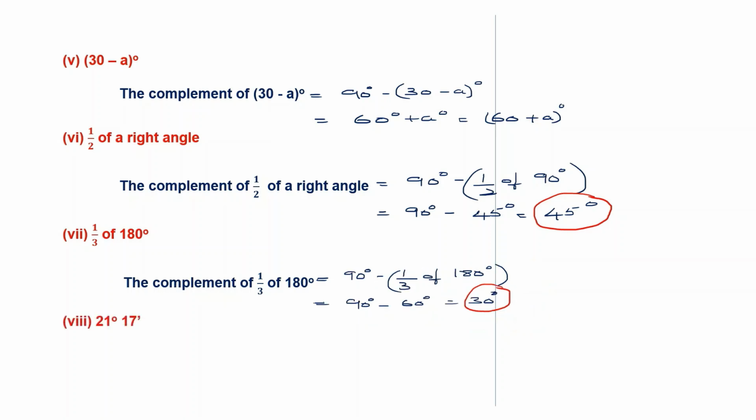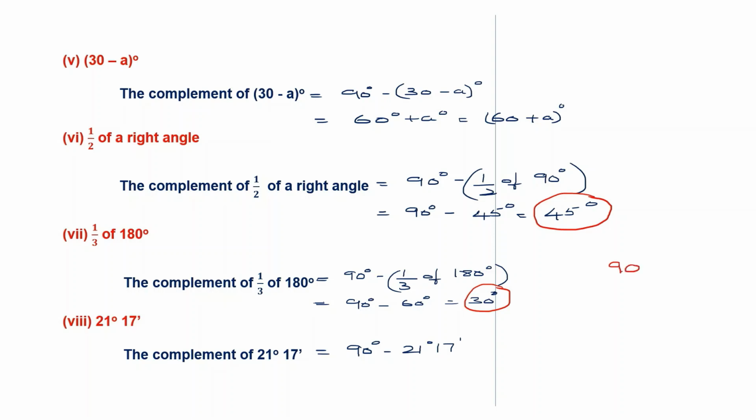Question 7, 21 degrees and 17 minutes. This is 21 degrees and 17 minutes. Now to find the complement of 21 degrees and 17 minutes, how do we do this? First let's write down 90 degrees minus 21 degrees 17 minutes. That means we have to minus these two. So let's do that subtraction.